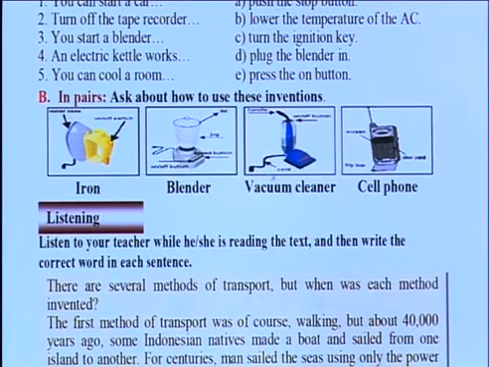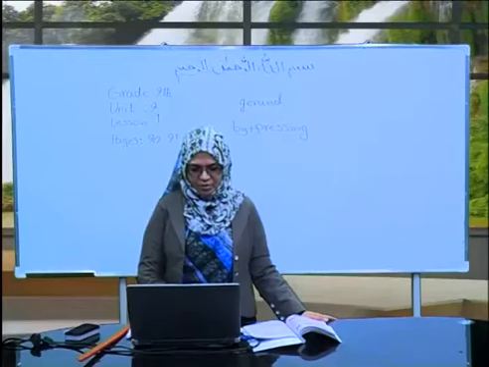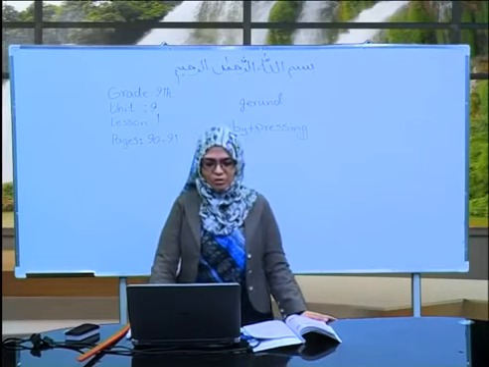Next one. Try to make a sentence for this picture and this picture in your notebooks. That is a vacuum cleaner and this is a cell phone. By turning on the on button. This one, very good: by pressing the on button. You can work on these again by yourselves and write them in your notebooks.